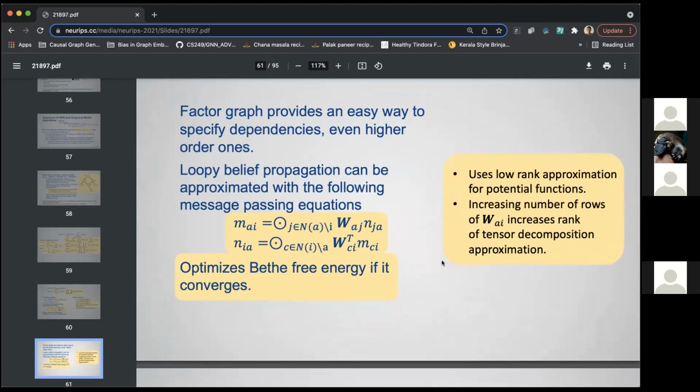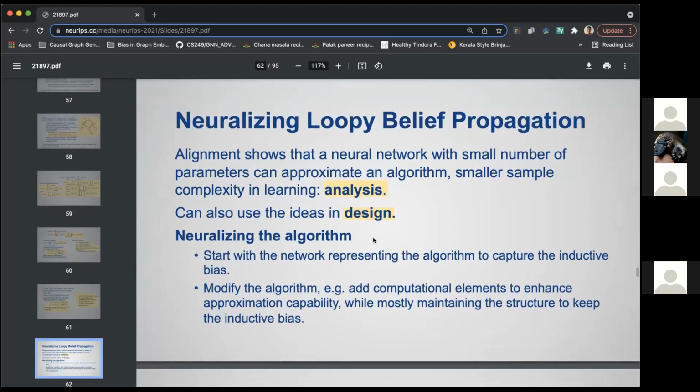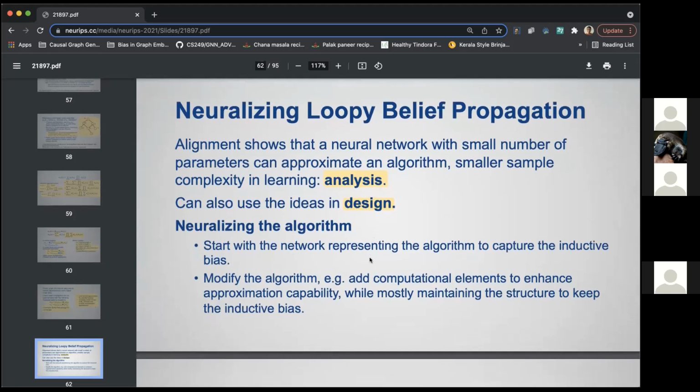With this, they showed that applying loopy belief propagation using this low rank tensor decomposition optimizes the Bethe free energy, as we saw previously, if it converges. And we can further neuralize loopy belief propagation. They have this high level idea of an analysis where we start with the network representing the algorithm to capture the inductive bias of message passing, and then add some more computational elements to enhance the expressivity and approximation capability.